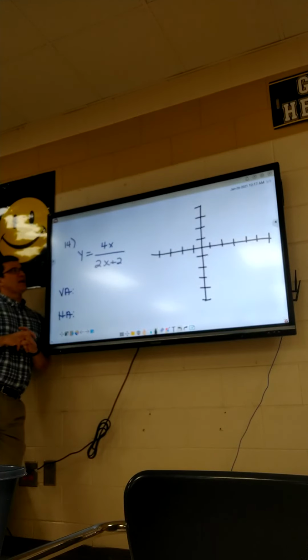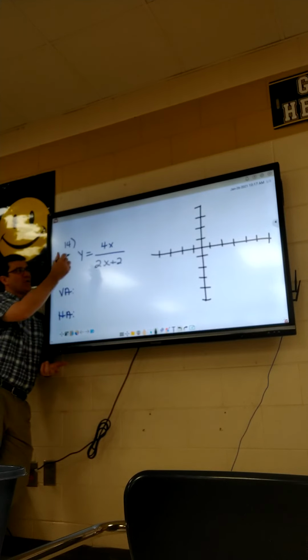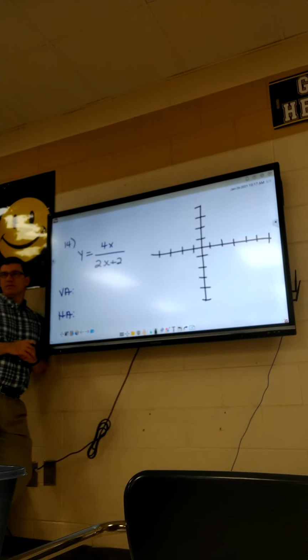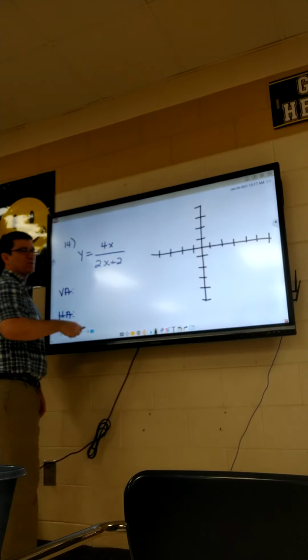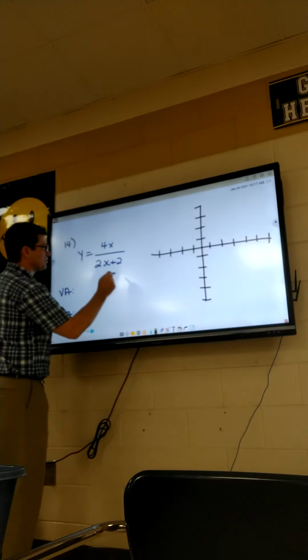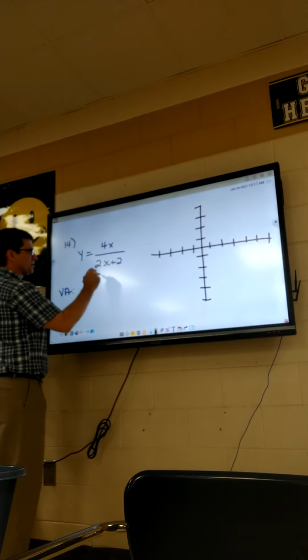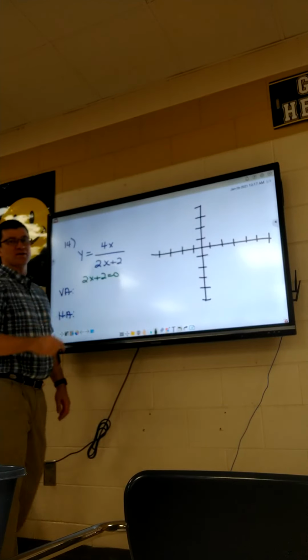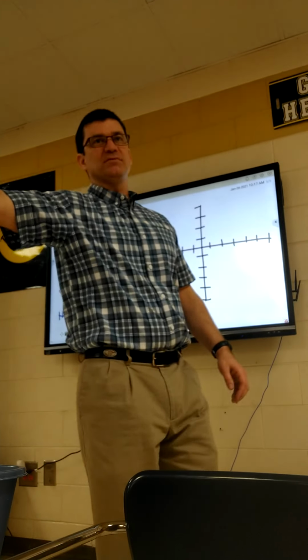Now, 14, guys, is a fraction just like 13 was. Why is it a different problem? How do I know this one's not a hole problem? Because it doesn't have an x squared on top, it doesn't factor. So, Mason, when that happens, you got to set the bottom equal to 0. 2x plus 2 equals 0, and y'all got to solve for x. Do it. Well, let's give Mason a chance to do it.